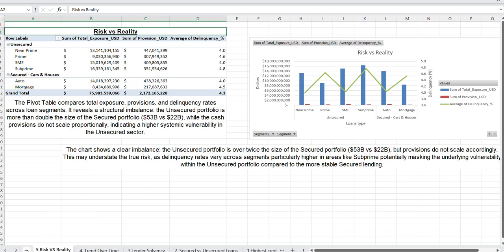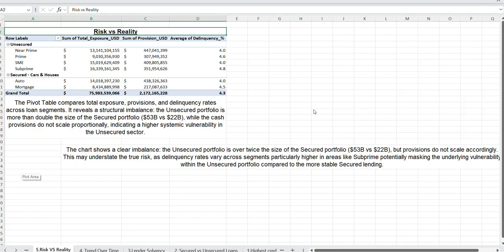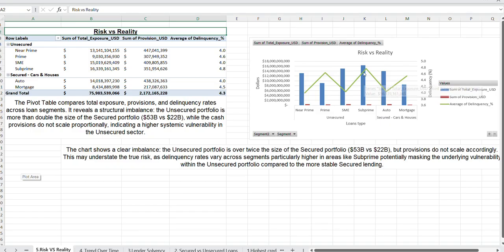But in the middle there has been a slight anomaly, but at the beginning and the finish it has gone back to normal. Here, the pivot table is total money given out, the provision for bad debt, and average late payment. If you look at this table, it shows the highest one is subprime. The maximum bad debt given out was here, £16 million.